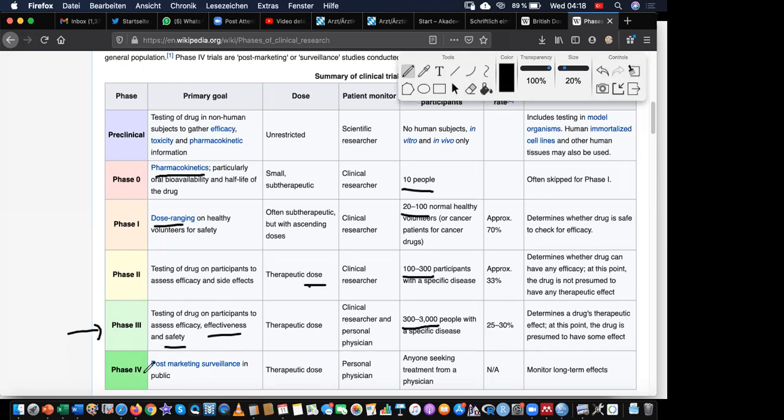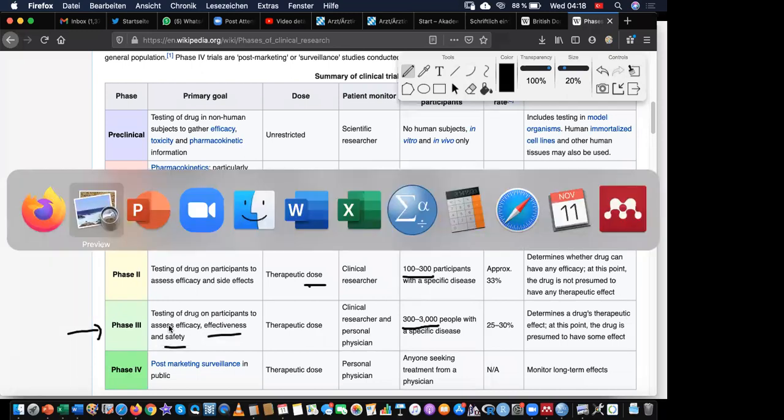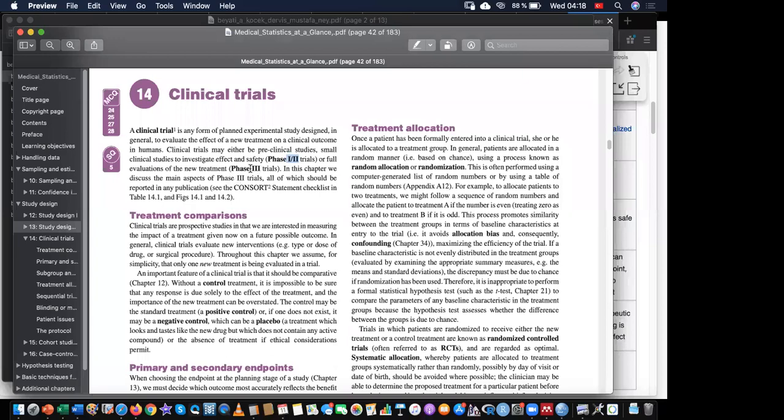At the phase four study, you just compare two medications, let's say, which are approved in the market for treating headache or migraine, like paracetamol. We compare paracetamol and aspirin, let's say. These are already in the market, and you compare two medications. At phase two, you are still asking whether it is effective or safe. At phase four, you don't have any concerns anymore about the safety. So this much is enough, I think, about the phases.